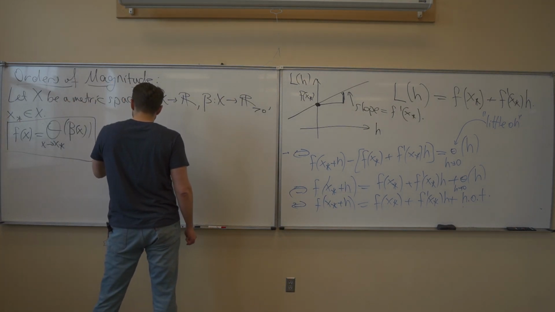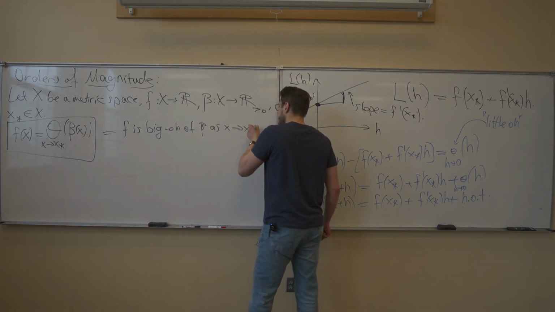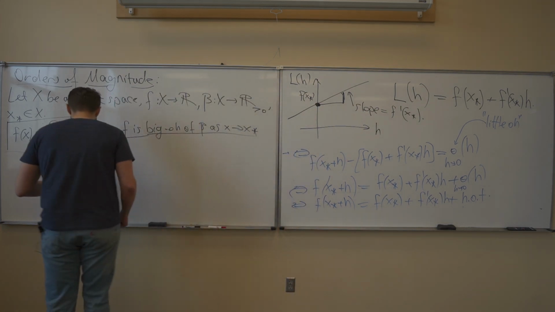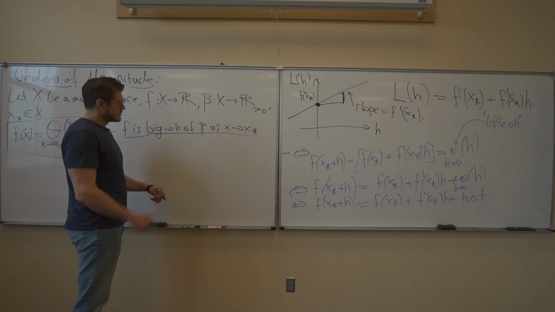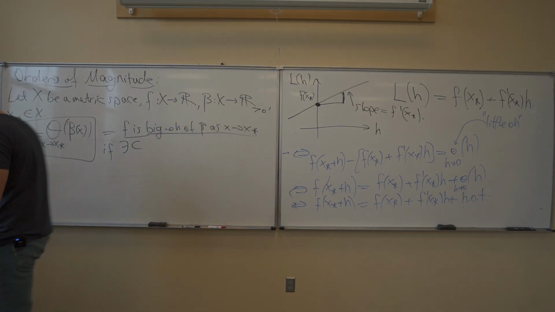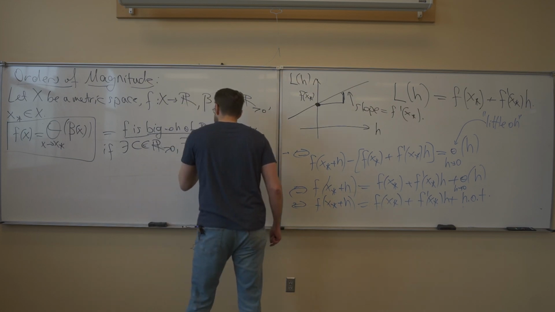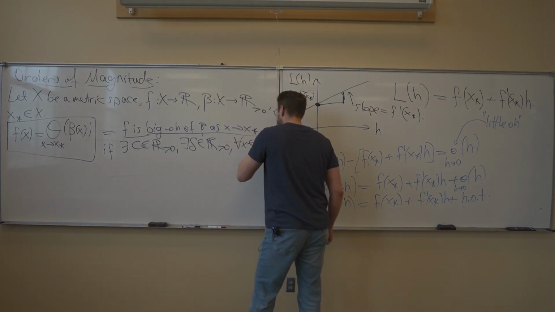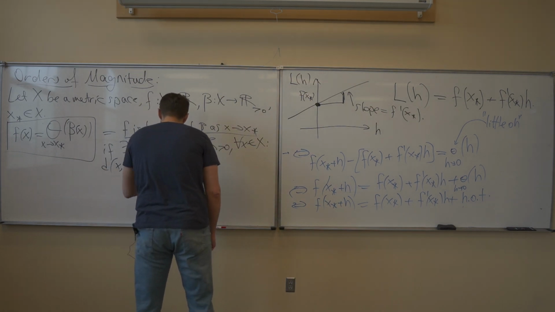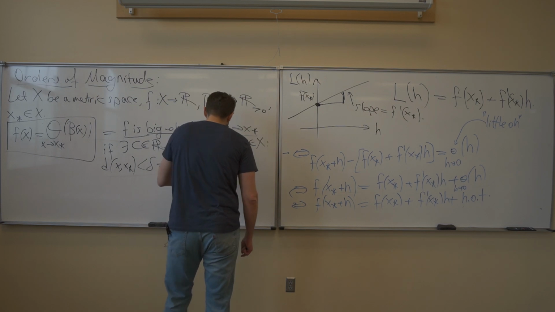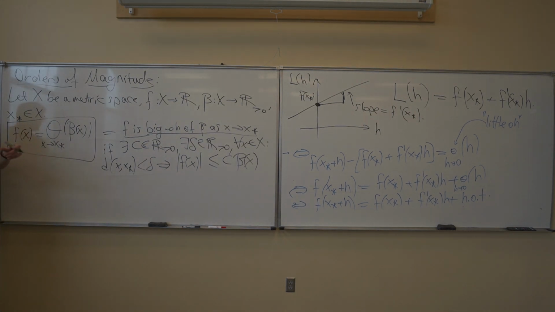So this is how you read it. f is big O of beta as x goes to x star if, okay, this is how you say it, there is a number c and a delta, positive, such that for any x in X, if the distance between x and x star is bounded by delta, then f of x in absolute value is bounded from above by c times beta. You can take x star to be infinity too, in which case you're taking larger and larger things and so on.